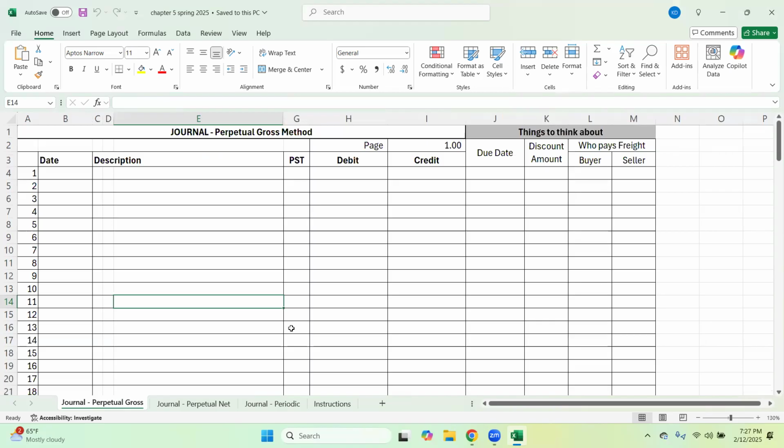Now, what I've done here is I've expanded this journal entry for you because I want you to think. When we do these journal entries, I want you to think about when is the due date, what is going to be the discount amount, and who is going to be paying the freight. These are all very important questions when we're looking at invoices, whether we're the customer buying from a vendor, or we're the vendor selling to a customer.